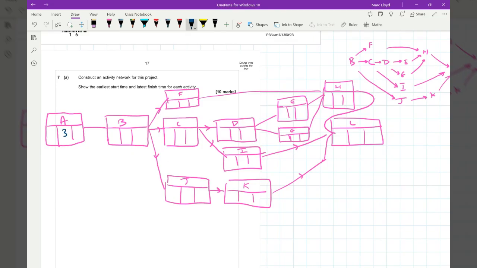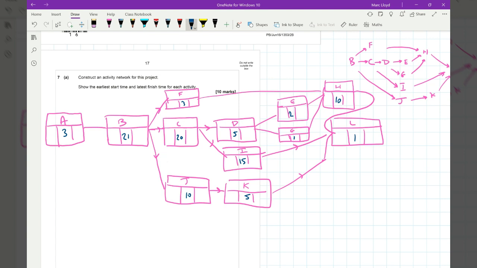B is 21, C is 20, D is 5, E is 2, F is 3, G is 1, H 10, I is 15, J is 10, K is 5, and L is just 1. And we just go through this flowchart now, looking at these start times.